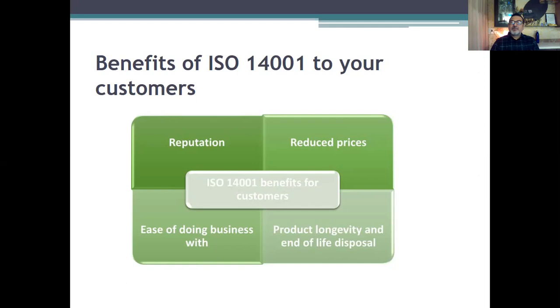The new lifecycle perspective requirement of ISO 14001 looks to both maximize the life of the product and ensure it is dealt with ethically and efficiently at end of life. Both are good news for your customer, and in turn, they ensure that these benefits are known to their end users. As a result, your product will be more attractive and desirable.